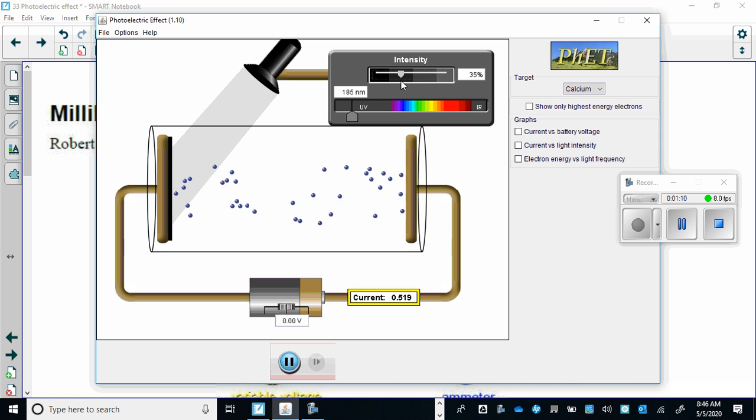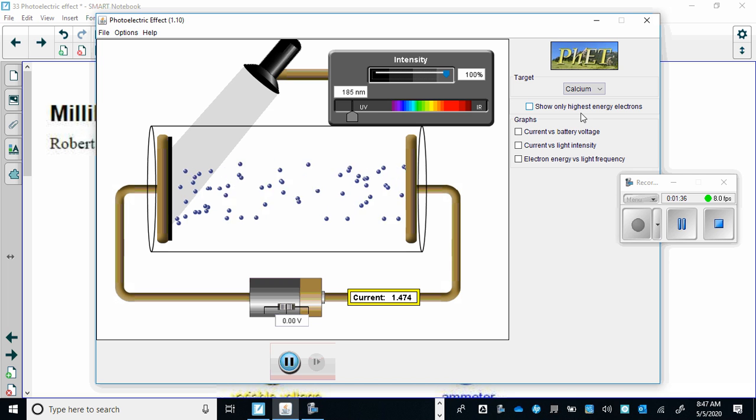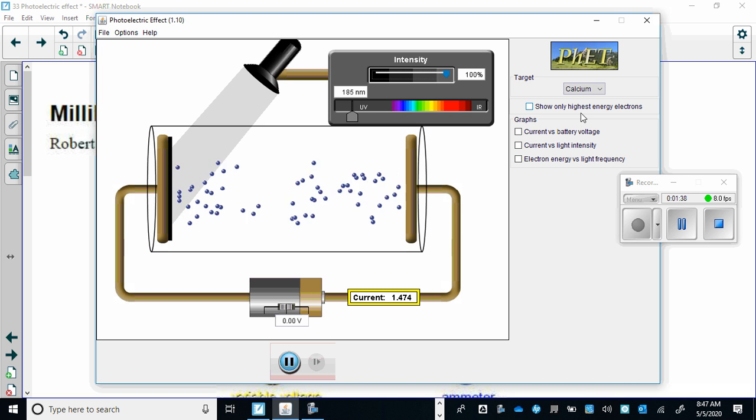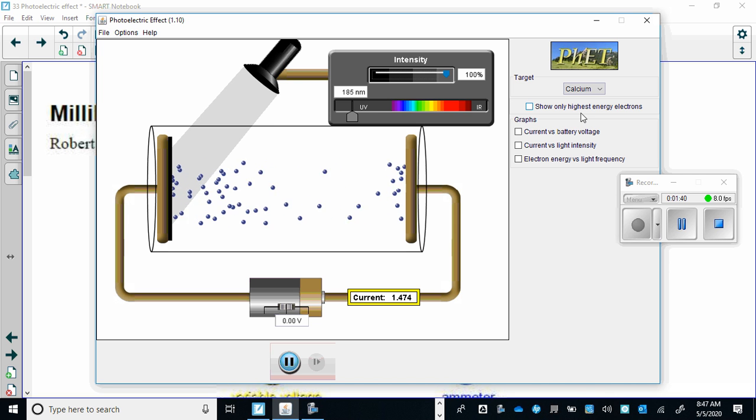Oh, so the current is decreasing. Now, what does that mean? That means, very simply, the number of electrons that are reaching the other plate over here is just less. There are just fewer electrons. But if I increase the intensity of the light, I just get more electrons going over, therefore I get a greater current. So that's one relationship of the photoelectric effect: if you increase the intensity, you increase the current.